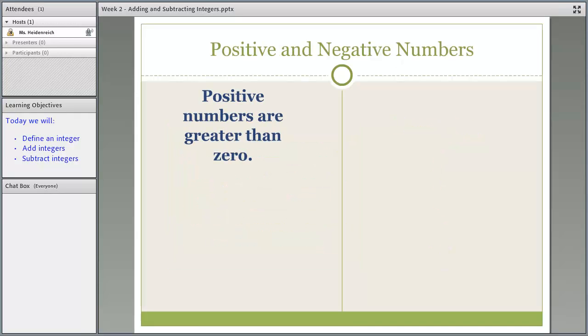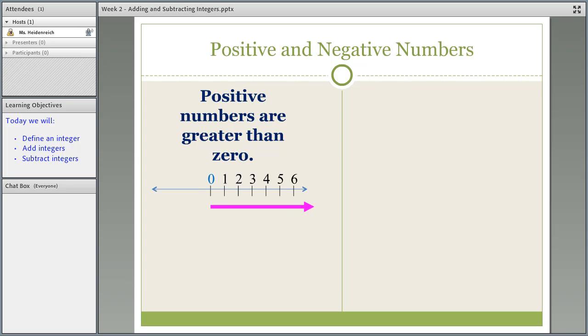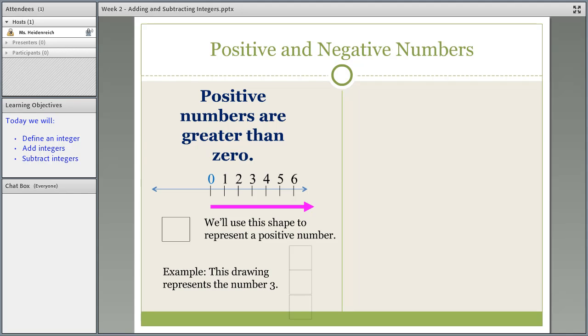So positive numbers, we know about these. These are greater than 0. So if we look on the number line, they are all the numbers that are to the right of the number 0. But we've also got negative numbers, which we're going to talk about on the right-hand side. When we get to those, we're going to use a different color to represent them. So here we've got our clear boxes that we're going to use to represent positive numbers throughout this lesson. So for example, if I wanted to draw the number positive 3, I could draw 3 clear boxes to represent it, or 3 white boxes.